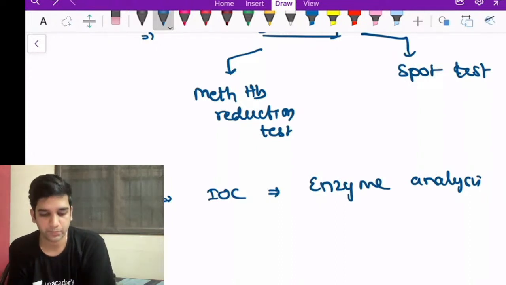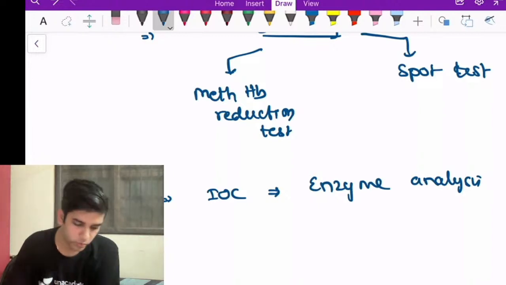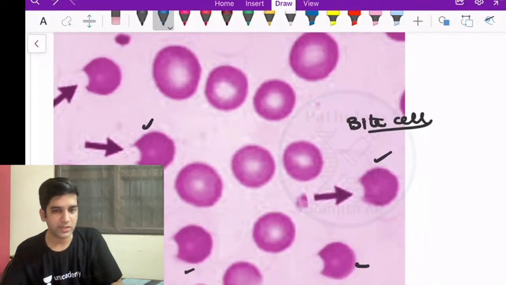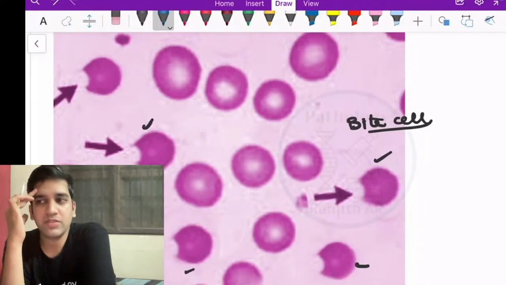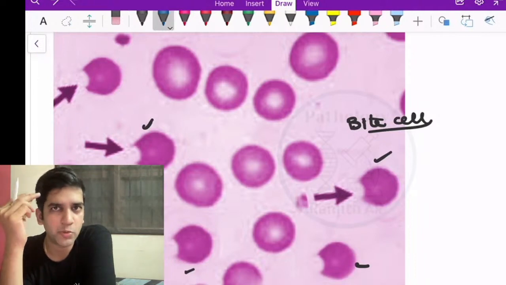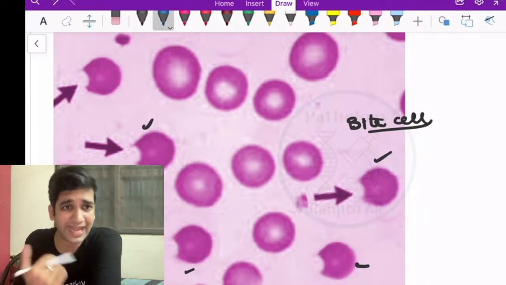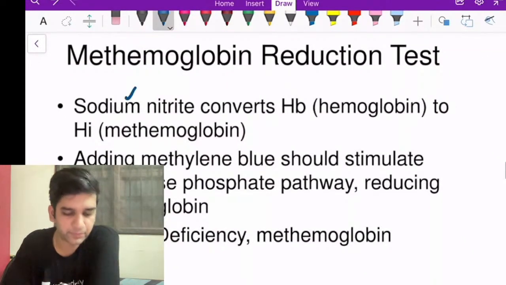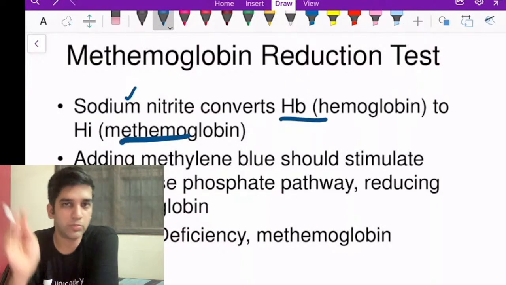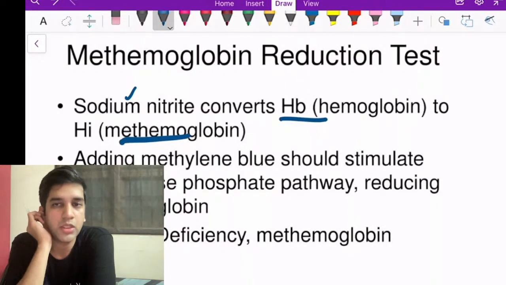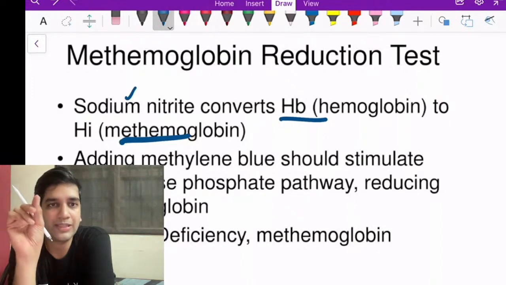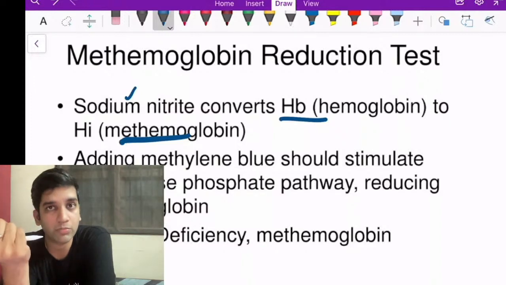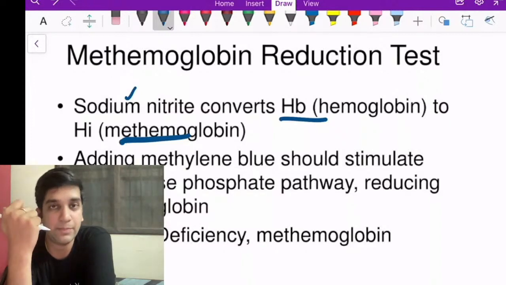It's a very simple procedure. I take a patient's blood and add sodium nitrite to it. The same simple principle as in Sahli's hemoglobinometer, right? We didn't add sodium nitrite there, we created it. When you add sodium nitrite, it converts hemoglobin to methemoglobin, right? Just see the first line alone. Once it converts hemoglobin to methemoglobin, it will have a brown color. This process is reversible. It will come back to normal if I have hydrogen or NADPH.